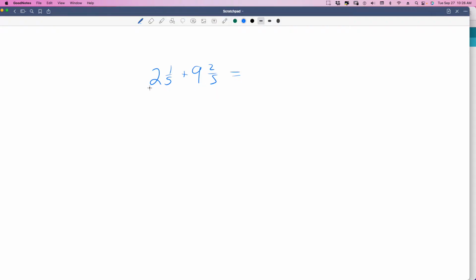So the first thing we do is we add the whole numbers together. We get 11. And then we add the numerators together, which is 3. And then we just drop in the denominator. It stays the same all the way across. And that's how we would perform that calculation. But first, like I said, we have to make sure we have a common denominator.